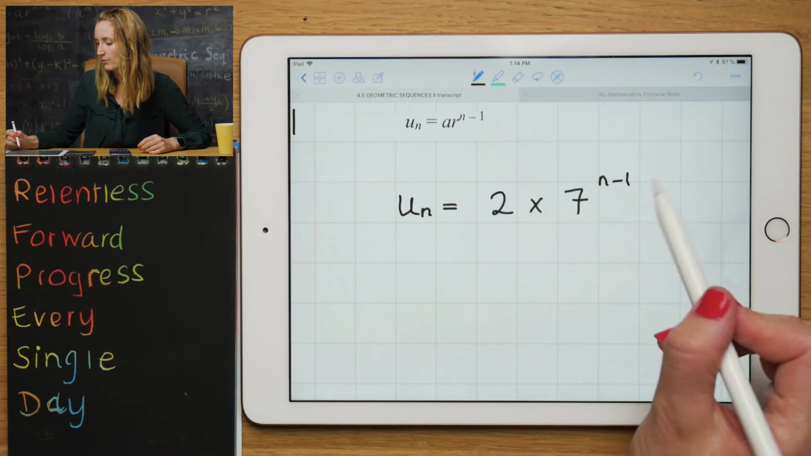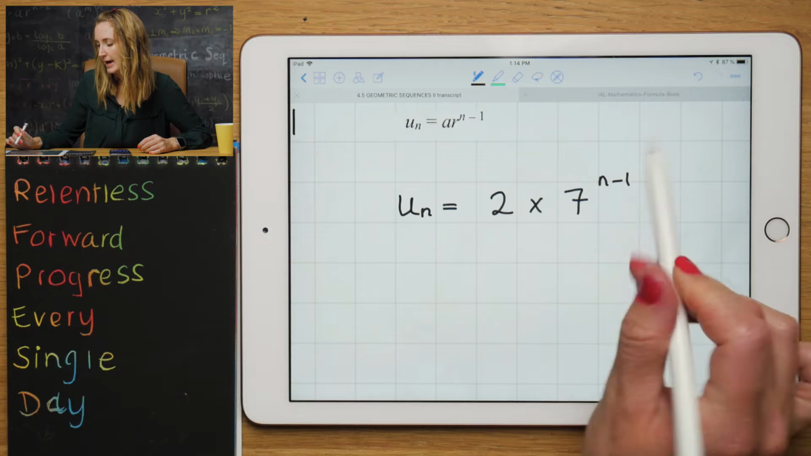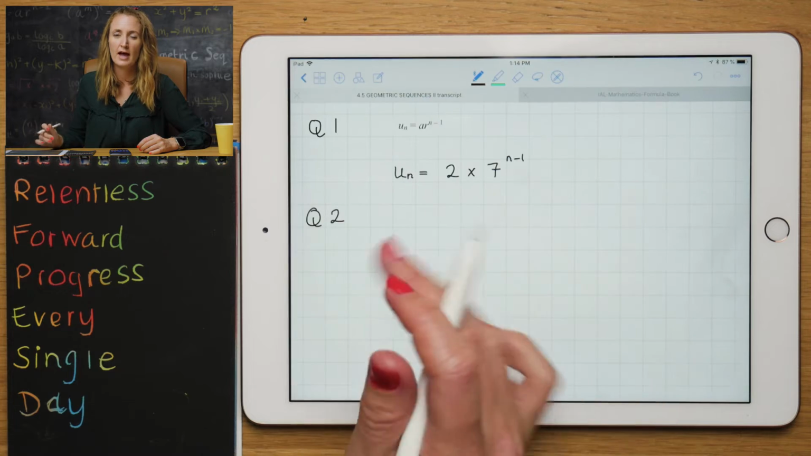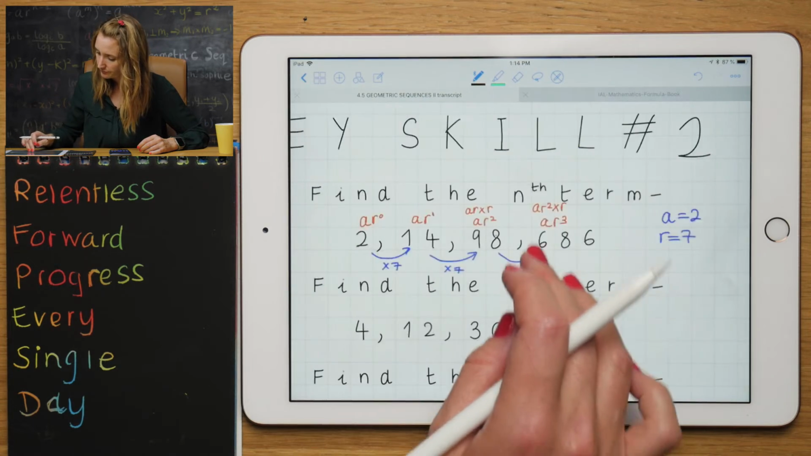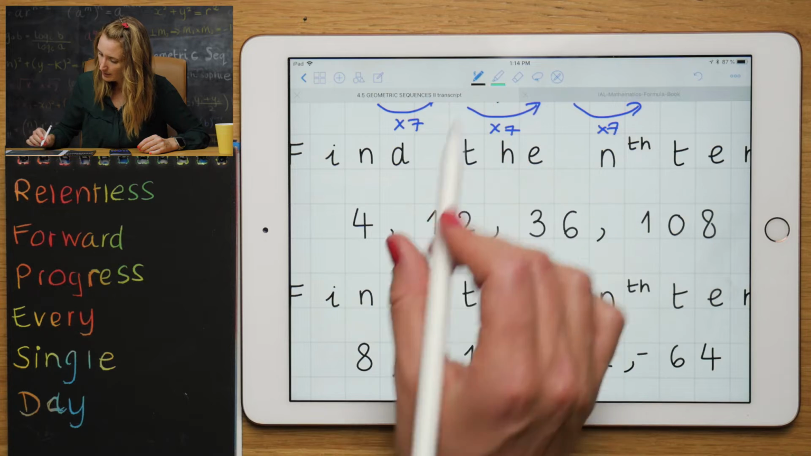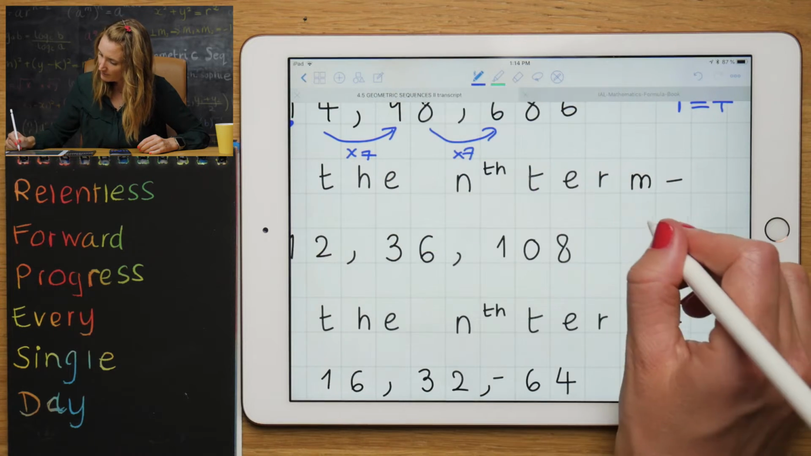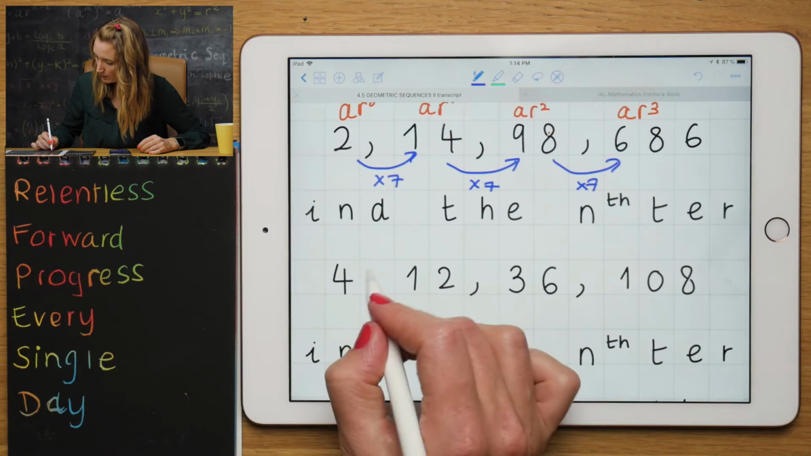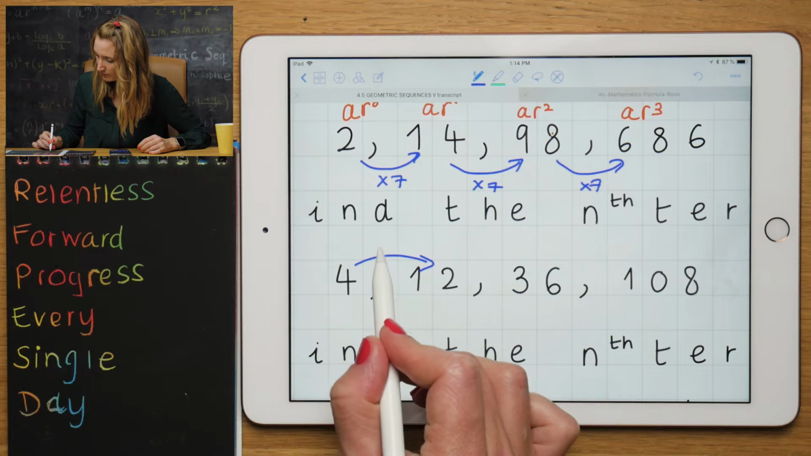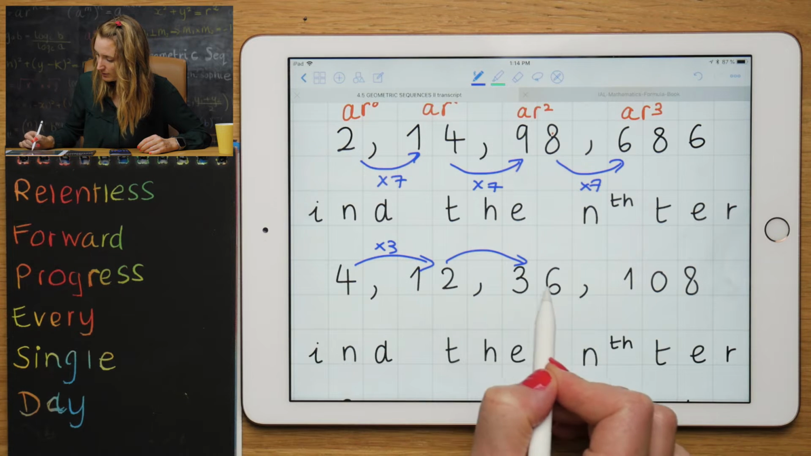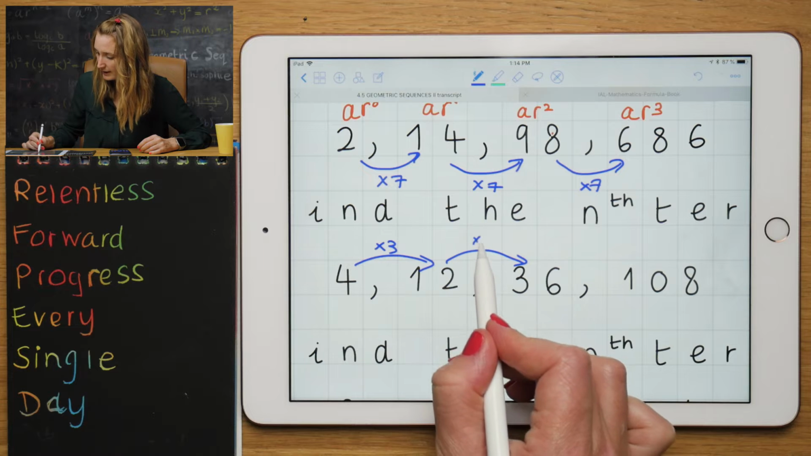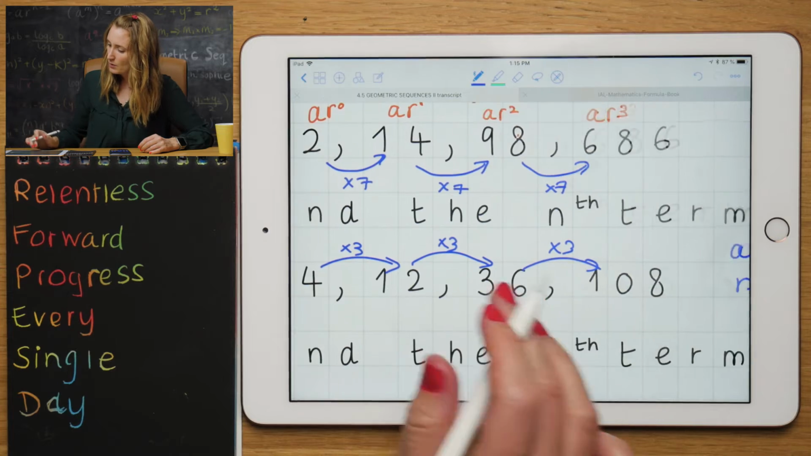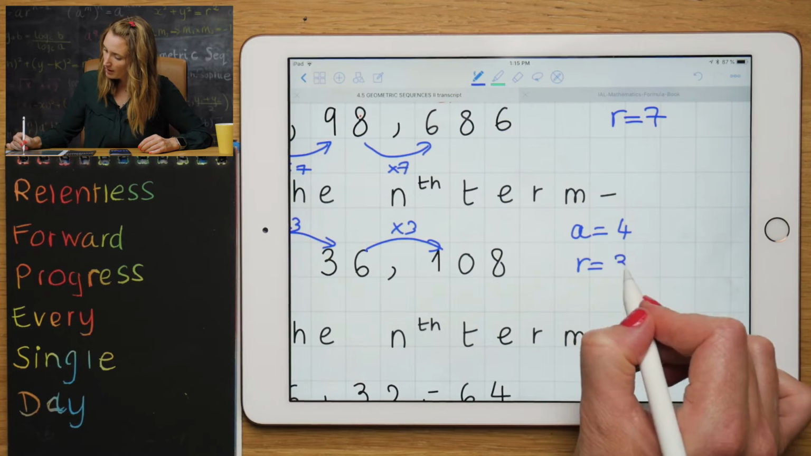If I'm asked, for example, for the 200th term, I will make n equal to 200. We're going to get more into that in key skill 3. For now, we're just going to practice using the formula. Find the nth term here. So I can immediately identify that I have A is equal to 4, R is equal to, well, what do I times 4 by to get to 12? Times by 3. 36 divided by 12, would it be 3? Yeah, or 12 times 3 is 36. And we can keep going like that. So here my A is 4 and my R is 3.